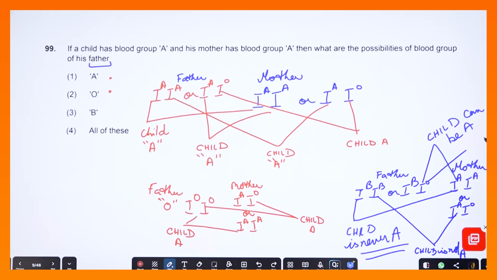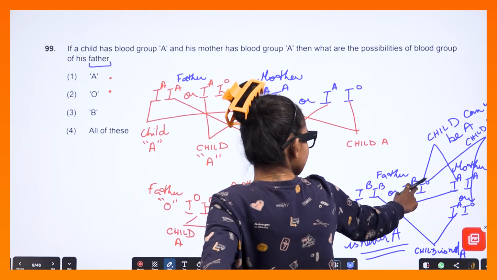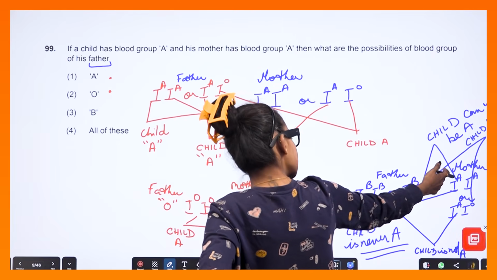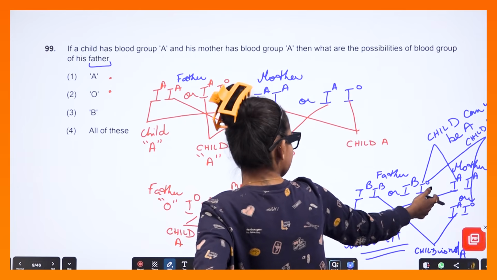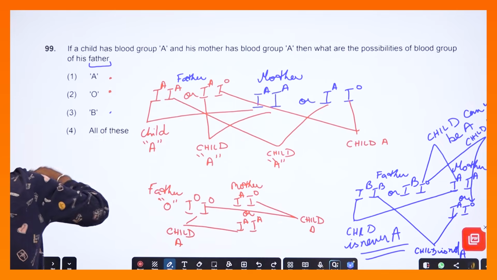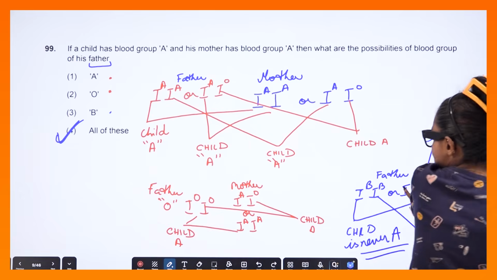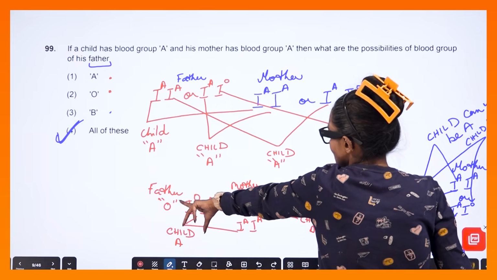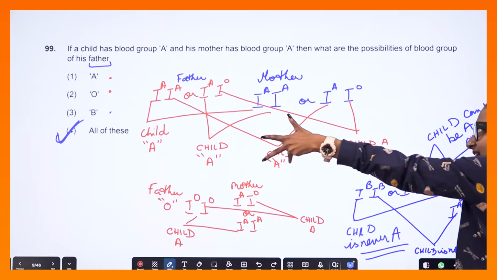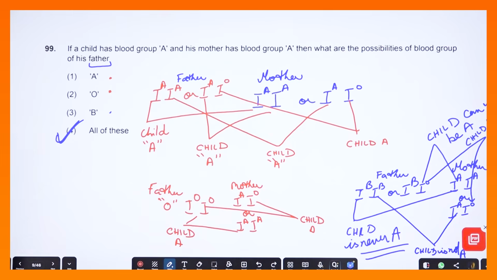Correct? If you take this condition and this condition, then also the child can be A. That means if the father is heterozygous and is crossed with a homozygous A mother or a heterozygous A mother, in both conditions the child can be A, right? So this is also happening. That means a father can have heterozygous B condition, either of these, O as well as homozygous A or heterozygous A, right? So all of these. Correct? See, I have worked it out for you.